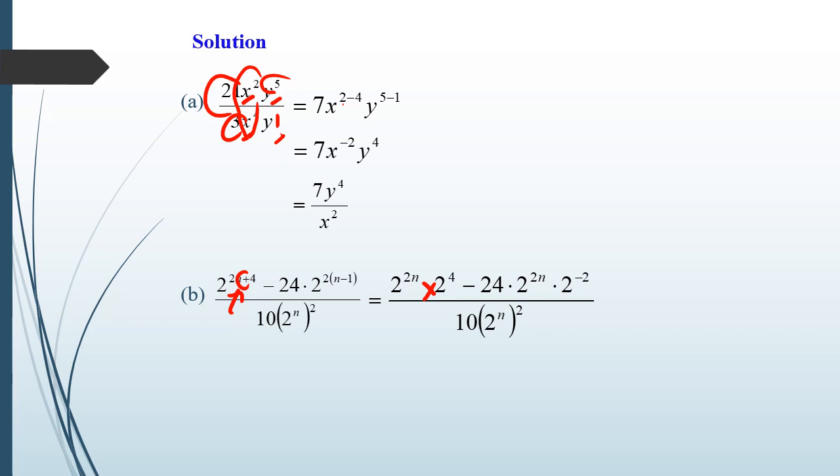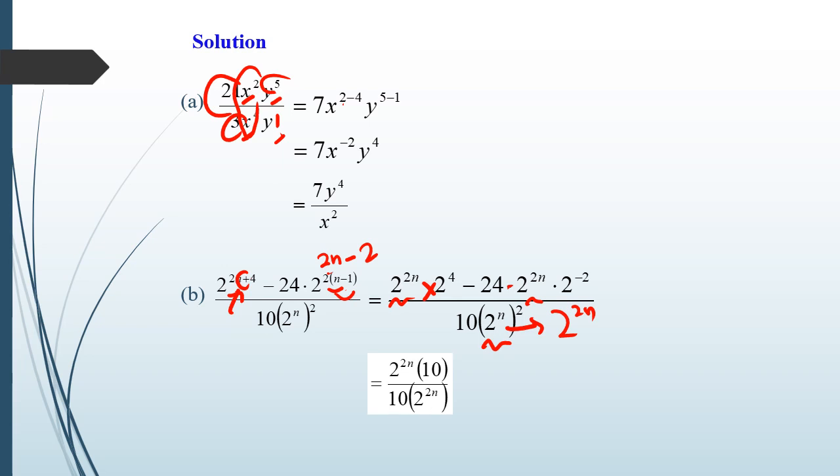So 2 to the power of 2n plus 4 will be 2 to the power of 2n multiplied by 2 to the power of 4. For negative 24 multiplied by 2 to the power of 2n minus 2, we expand to get 2 to the power of 2n multiplied by 2 to the power of negative 2. At the bottom, 2 to the power of n to the power of 2 can be written as 2 to the power of 2n. So we can factorize 2 to the power of 2n and eliminate it.